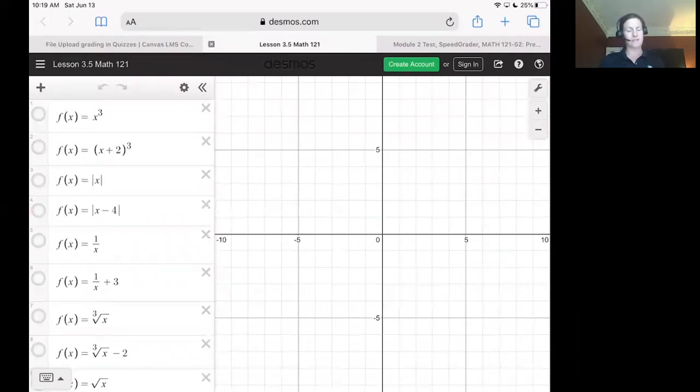And I have listed a ton of graphs here. And the way you interact with this is you click on the actual button and that graph will show up. You click on it again to turn it off. So you can show multiple graphs at the same time.